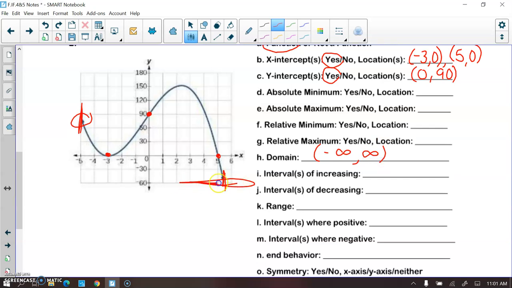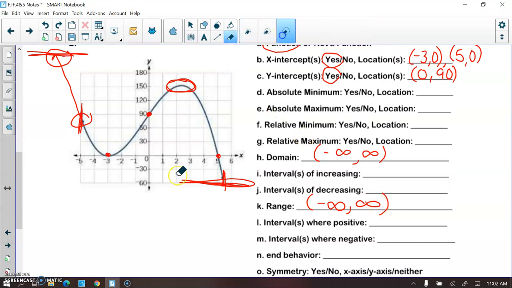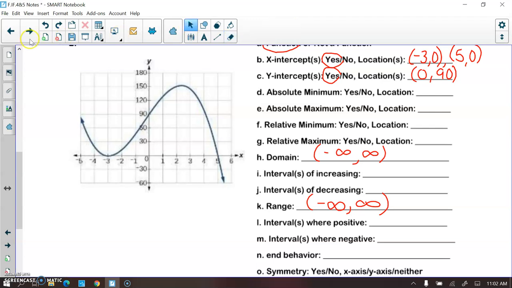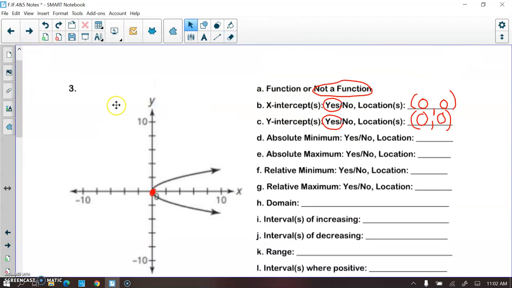For the range, your bottommost point has an arrow on it, so it extends all the way to negative infinity. And then your topmost point, now it may look like this is the topmost point, however, this arrow is going to go up and up past that topmost point. So your topmost point technically has an arrow on it, so this graph's going to extend all the way to infinity. So your domain and range are the same here, negative infinity to infinity. All right, we're going to flip to the next page. We're going to do the domain and range for questions 3 and 4.